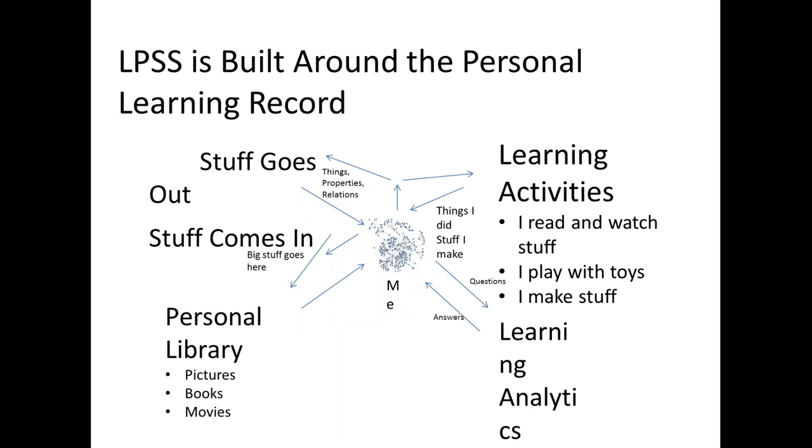So LPSS, the system, is based around this. We still have learning resources. We still have learning activities. We even still have learning analytics, but they're all surrounding the individual learner, and they constitute elements in an environment now rather than ways of sequencing materials and learning activities. So stuff goes out, stuff comes in. Stuff that comes in are lessons, courses, books, events, references to people who might be mentors, etc. Things, properties, relations, and it's all organized into this graph.